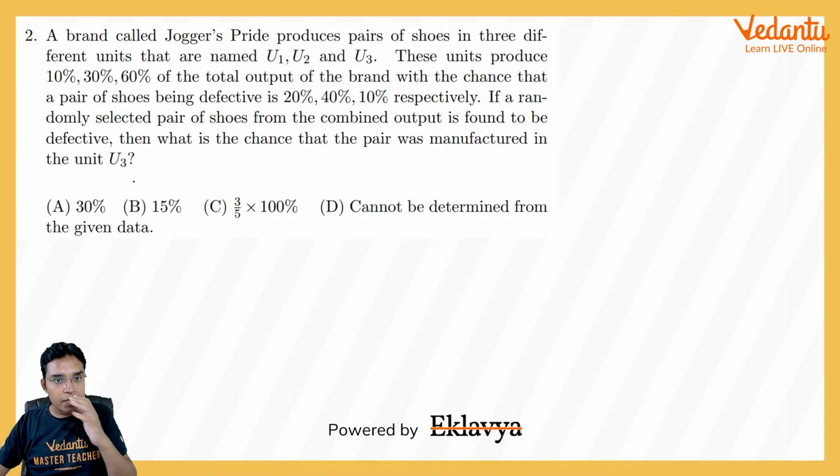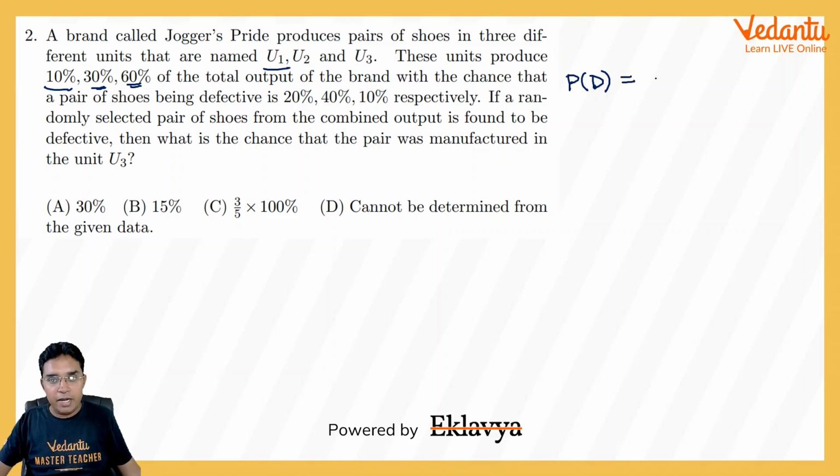So the question says Jogger's Pride is producing shoes in 3 different units, U1, U2, U3. U1 is producing 10% of the total production, U2 is producing 30% of the total, and the remaining 60% is produced by unit U3. Out of the production of U1, 20% are defective, from U2 it is 40%, from U3 it is 10%. So first of all, to find the probability, once we know that a randomly selected pair of shoes is defective, we should first find the total probability of defective shoes. This question is based on the total probability law and Bayes theorem.